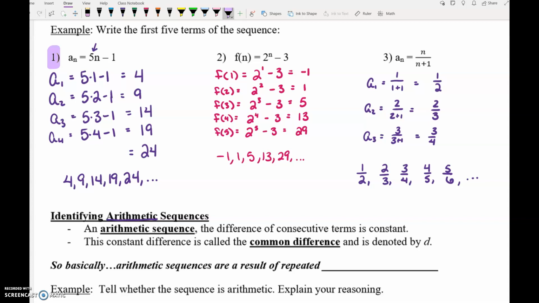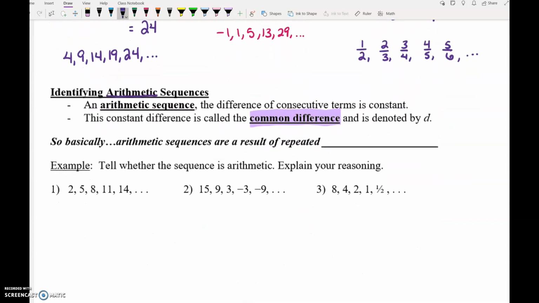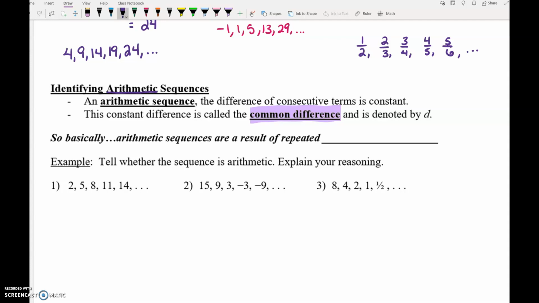So if I were to subtract these terms, 9 minus 4 is 5. 14 minus 9 is 5. 19 minus 14 is 5. You get 5 every single time. That number is called the common difference. So whatever is being added or subtracted each time, that is the common difference. So basically, arithmetic sequences are a result of repeated addition.